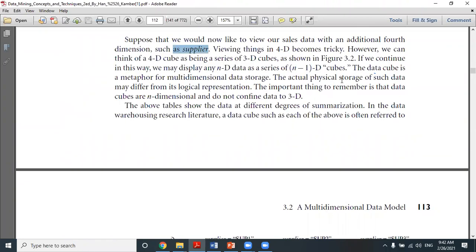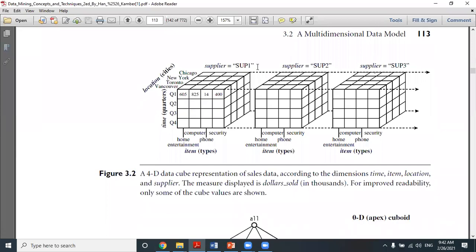So if we continue in this way, we may display any n dimensional data as a series of n-1 dimensional cubes. If we introduce a supplier dimension, suppose this is the first data cube for supplier dimension 1, this is the second data cube for supplier dimension 2, and this is the third data cube for supplier dimension 3. All the previous 3 dimensions exist in each and every cube: time dimension, location dimension, and item type dimension. As well, each cube represents its data based on an individual supplier.